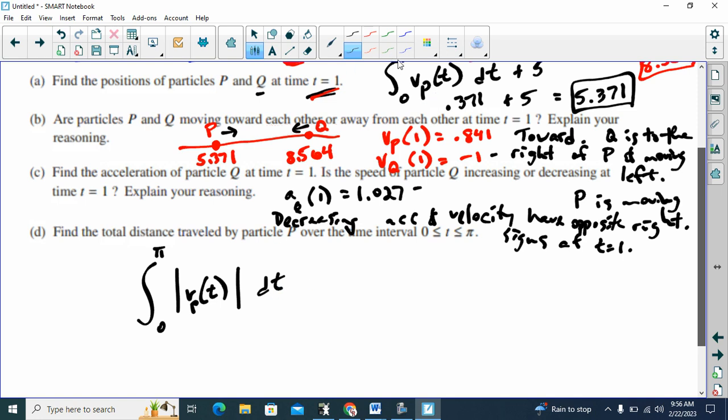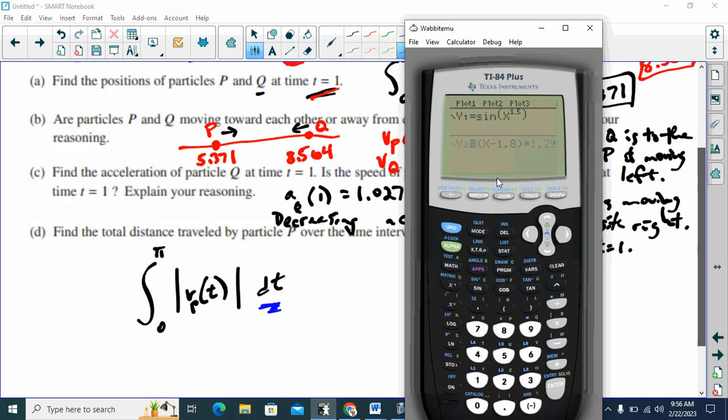On all your integrals, make sure you have your dt. That's important. In order to find the answer here, let's go down to y3. We want the absolute value of y1. So for absolute value on your calculator, you go to math, scroll over one time to number, and absolute value is number 1. We want the absolute value of y1. To get y1, we push alpha trace, and then I can put in y1.